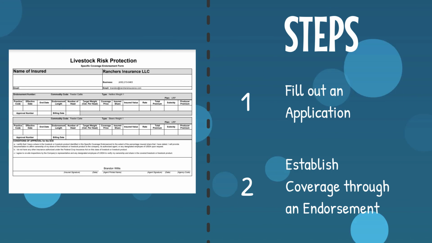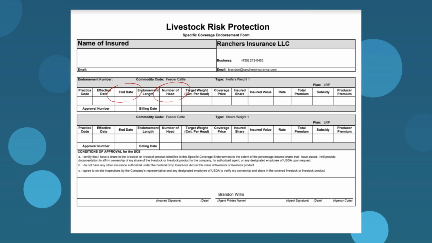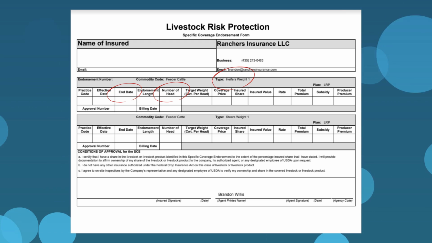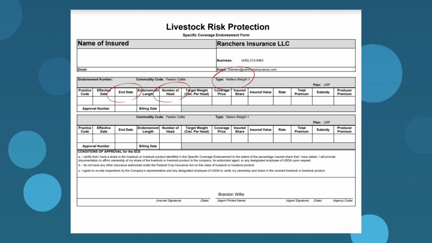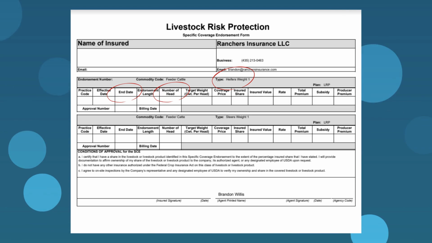This process is simple. You can just call or text me the number of head you want to insure, the specific end date you want, and the type of cattle you are covering. Once we know that, we can go through the coverage level options and get everything signed electronically over email.